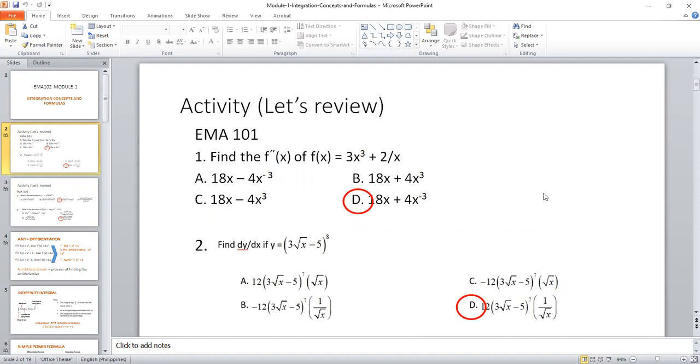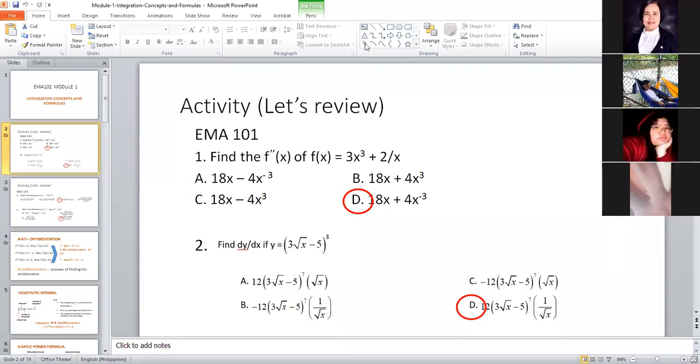Yes, Miss. Okay, if you find the second derivative of 3x cubed plus 2 over x, that will require you to get the first derivative first. Can you please solve the first derivative for this? Because what you have there encircled is the second derivative already. So what's the first derivative for this?